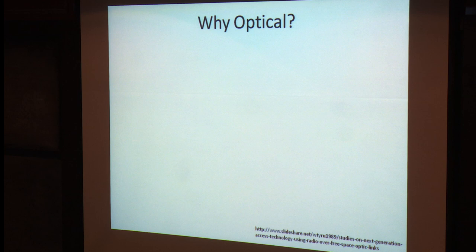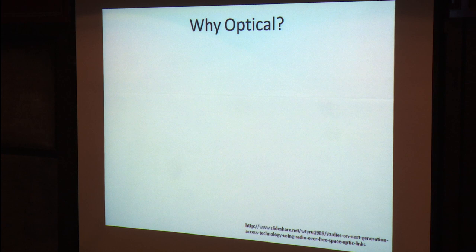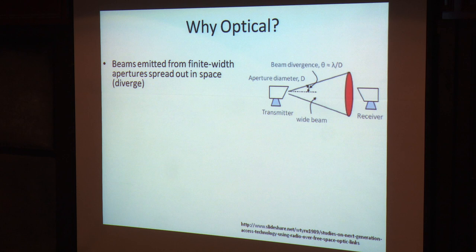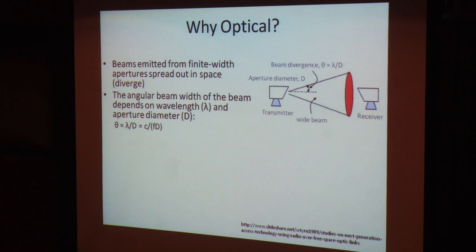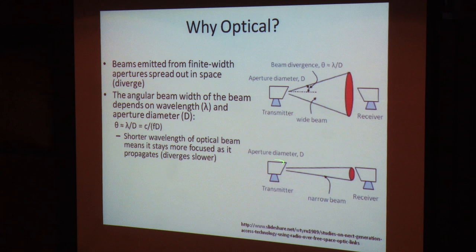So the fundamental question, why do we want to go to optical? If we already have a fairly mature RF infrastructure, why are we now looking at switching to a different frequency band? So the answer stems from a very fundamental property of all electromagnetic radiation that gets emitted from finite width apertures, and that's the phenomenon of divergence. Now, as a wave gets emitted out of an aperture, it actually spreads out with a characteristic angle theta, and it turns out that theta is proportional to the ratio of the wavelength over the aperture diameter. So because of the much higher frequencies that we're looking at for optical, it turns out that the angle theta is much smaller in the optical regime.